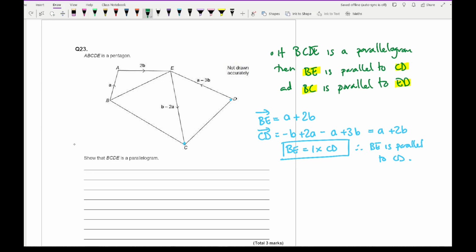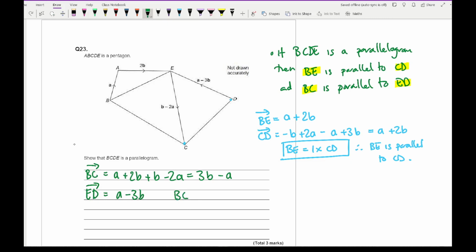So moving on to my next proof, let's look at B to C. Well, B to C is going to be A plus 2B plus B minus 2A. So what have I got? Well, I've got 3B minus A. And then I need to work out what E to D is. So E to D is A minus 3B. Then I've got to look for a common factor. I can see I've got 3B and A, but the problem is the signs are different.